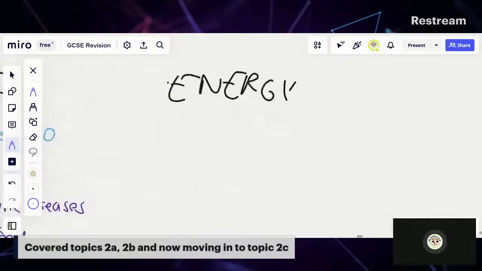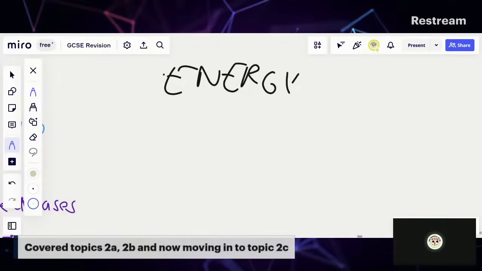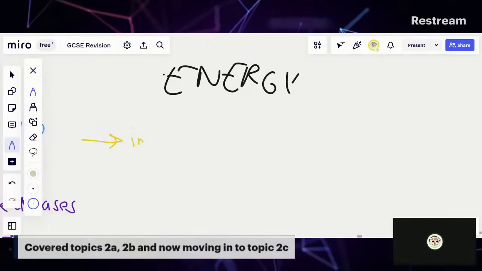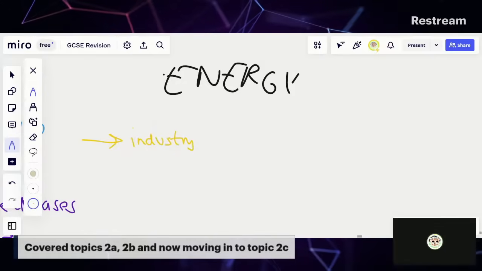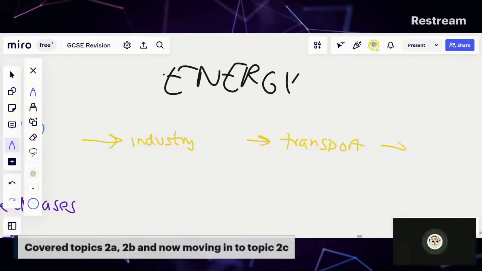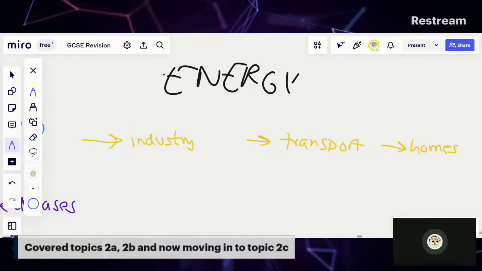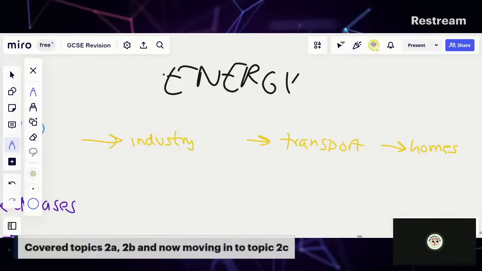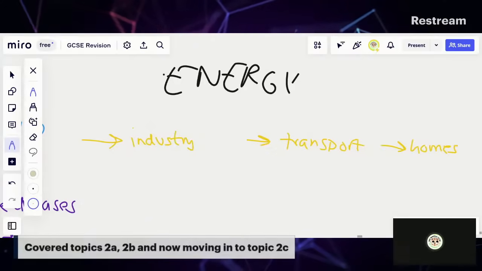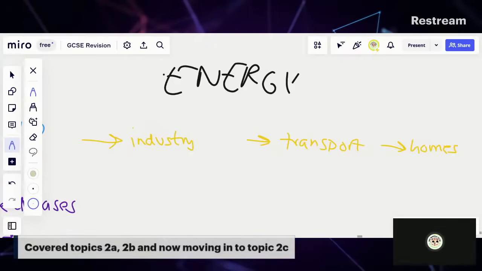And finally, energy. Countries need energy for things like industry and transport, as well as for use in homes as well. But it's not necessarily needed for homes. In terms of low income countries, it's more focused on industry and transport. Now, electricity can allow countries to develop their industry, creating jobs and creating wealth.